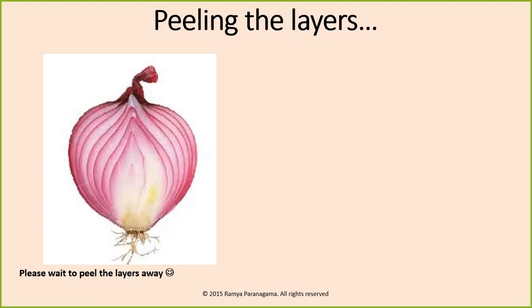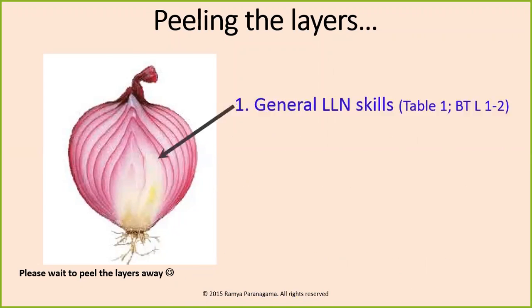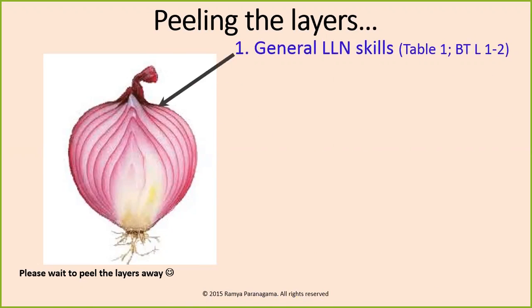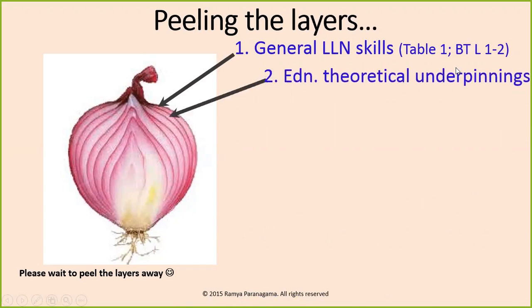This is the purpose we got it, to find out what the layers are. Now the first one, we did see: the general LLN skills from the point of contact, which is in Table 1 and also in Bloom's taxonomy levels 1 and 2. The next one is education theoretical underpinnings, and that's a broader area for you to look at.